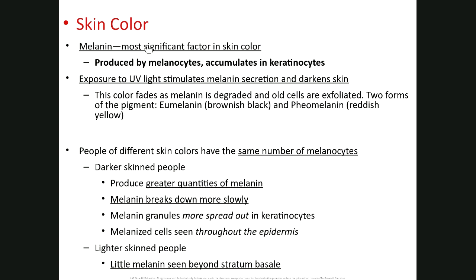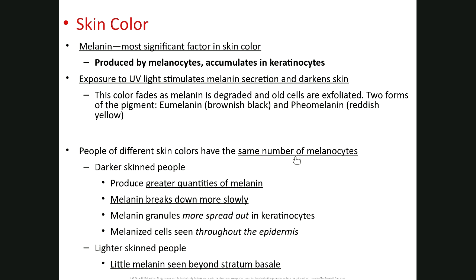Skin color. Remember, melanin is really the most significant factor to determine skin color. And again, melanin is produced by melanocytes, and that melanin will accumulate in keratinocytes, right? We have our melanocytes, I'll say it again, going to make melanin. They're going to exocytose melanin in a vesicle called a melanosome. The melanosome is then endocytosed by keratinocytes, and that melanin inside of that keratinocyte covers the nucleus, to protect that DNA from being damaged, right? And again, exposure to UV light is going to stimulate an increase in melanin secretion, and that will result in a darkening of skin.